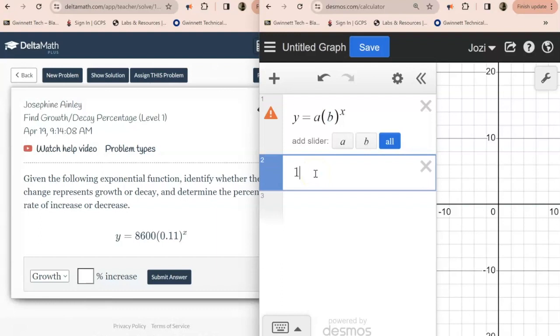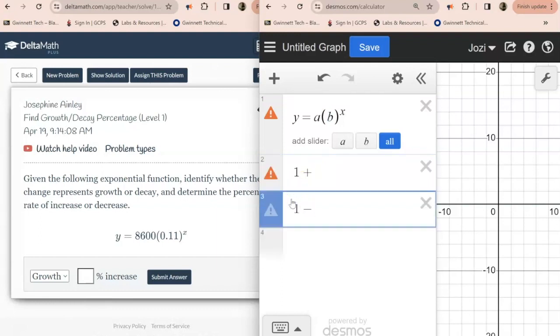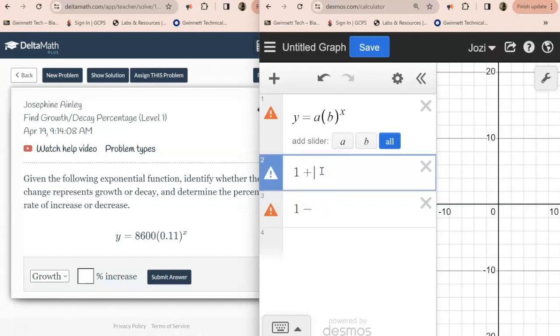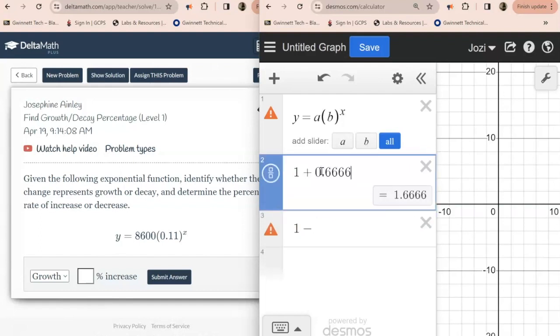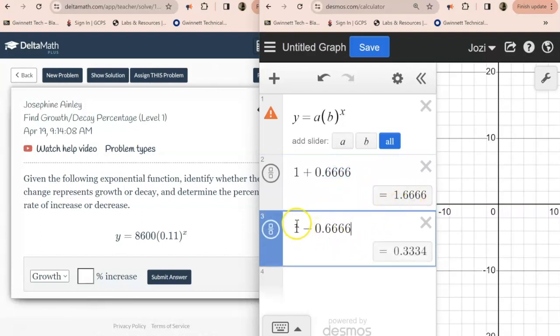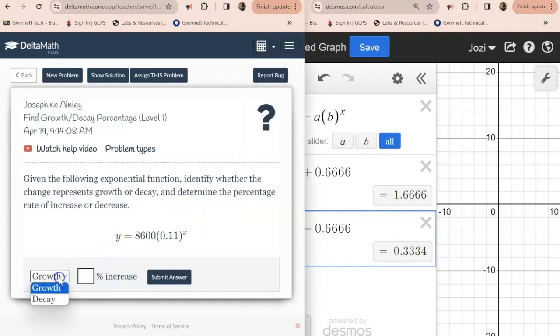Because remember, for growth, we're going to do one plus some number, right? For decay, we're going to do one minus some number. So let's say that number was, I don't know, we're just going to make it up. Because we're adding one to that number, you see how it's bigger than one? If we were subtracting, one minus that number, not the number minus one, it's going to be smaller than one because we're taking away. So anything bigger than one, growth. Anything less than one, decay. So it represents decay. Why? Because that number is smaller than one.